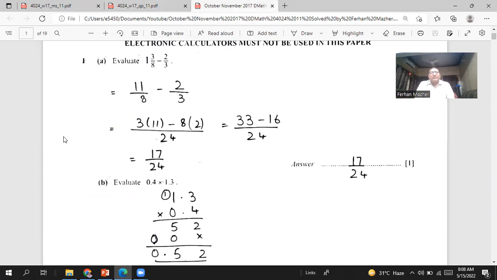So 11 by 8 minus 2 by 3. I will take the LCM. The LCM of 3 and 8 is 24. So divide the LCM by the denominator and multiply with the numerator. So it will be 3 multiply 11 minus 8 multiply 2, so it will be 33 minus 16 by 24. That will be 17 by 24. So the answer is 17 by 24.